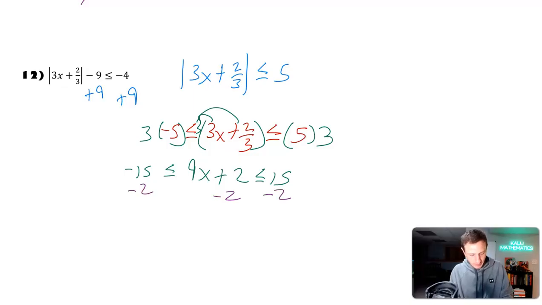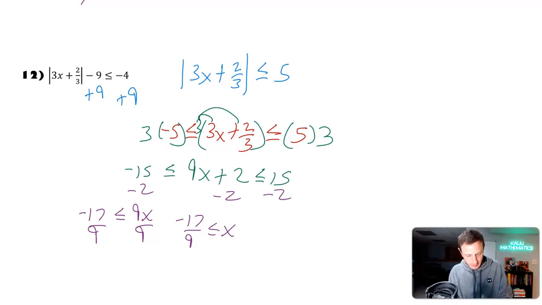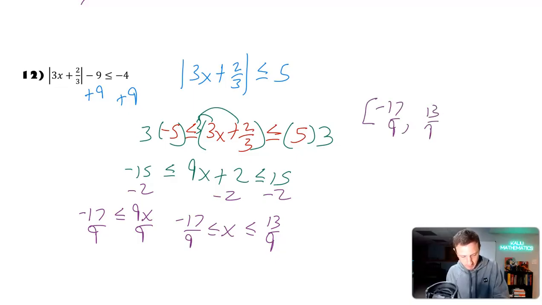Going kind of quick through the solving here. So negative 15 minus 2 is negative 17, less than or equal to 9x. Divide by 9, negative 17 over 9 less than or equal to x. And divide by 9 on the other one, so 15 minus 2 is 13, 13 over 9. So x is between negative 17 over 9 and 13 over 9. So brackets: negative 17 over 9 and 13 over 9. The last one is just dealing with the fraction, which is why I wanted to talk about that one.